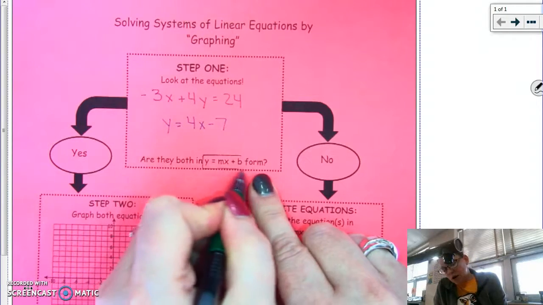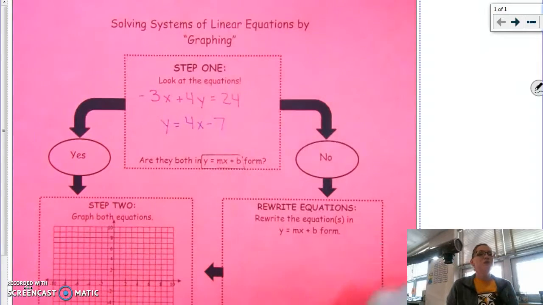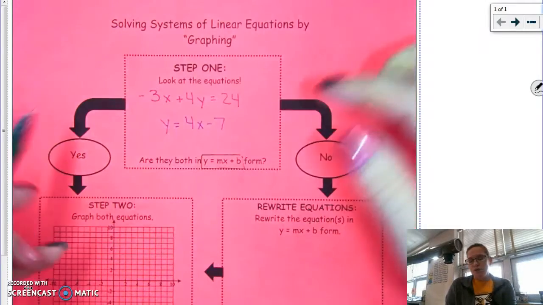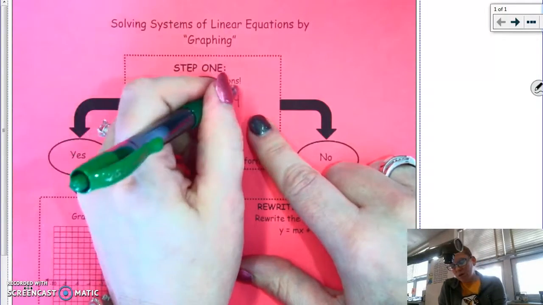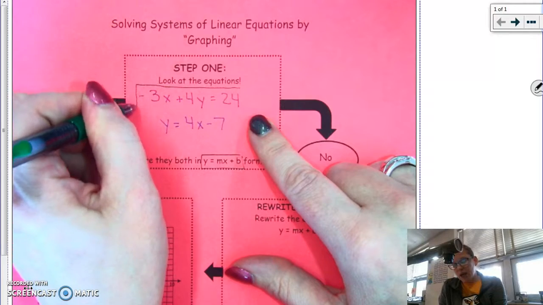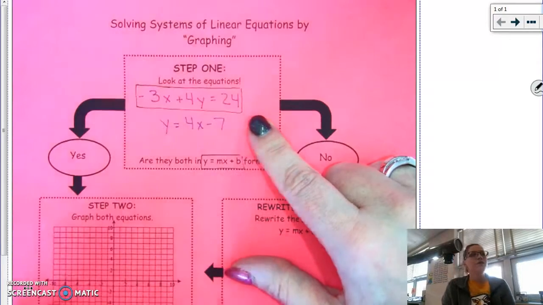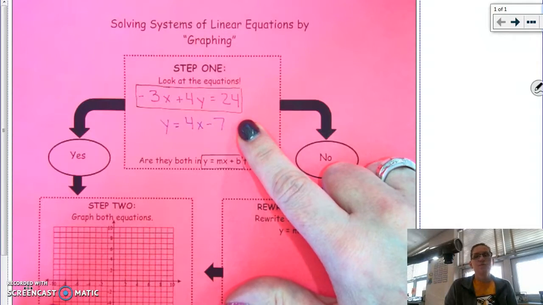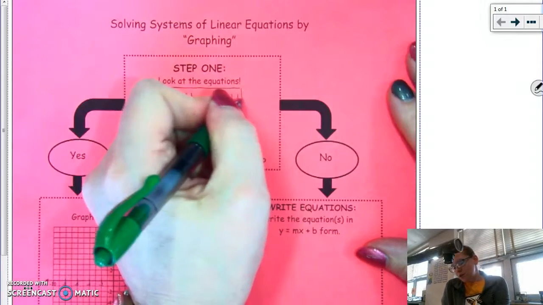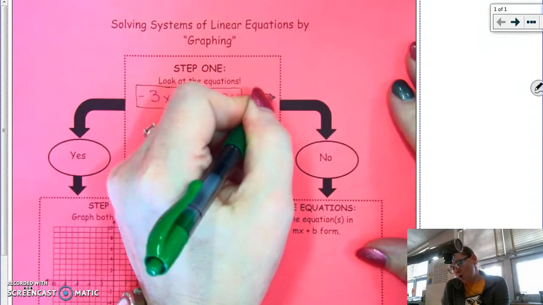Why do they have to be in y equals mx plus b form, or slope-intercept form? Because we have to graph them. If you graph them, they have to have slope and y-intercept. So when I look at this first equation, this is not slope-intercept form. This is standard form. So therefore, the answer for this equation is no.